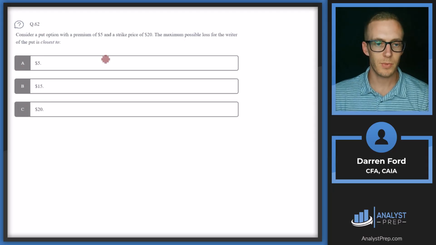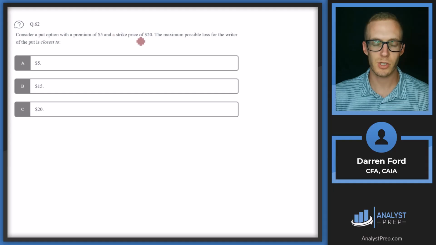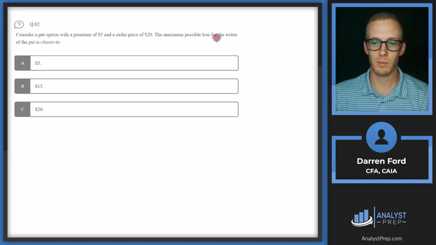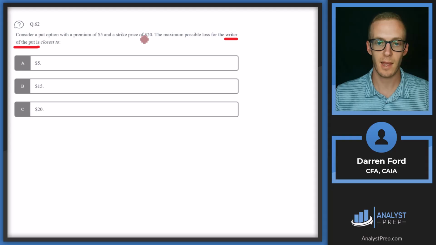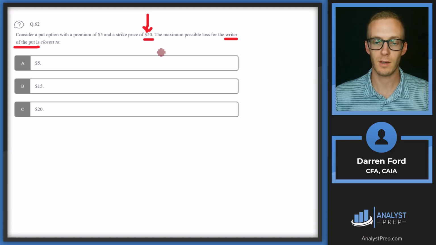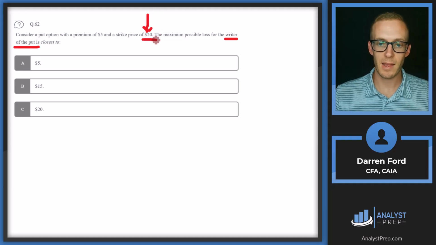Answer A. Question 62. Consider a put option with a premium of $5 and a strike price of $20. The maximum possible loss for the writer of the put is closest to. So if I'm the writer of a put, what I'm contractually obligated to do if I get exercised is buy the stock at the strike price. So if the stock falls below $20, the buyer of that put is going to sell me the stock at $20. They're selling at 20 and buying below, I'm doing the opposite. So in this case, I'm having to buy the stock at $20.